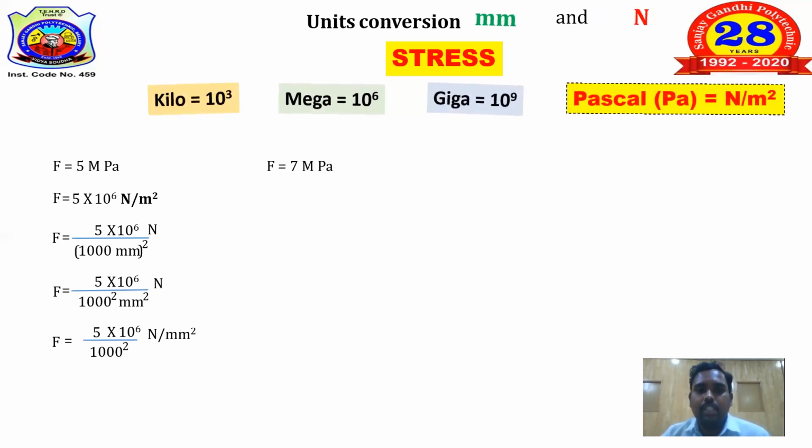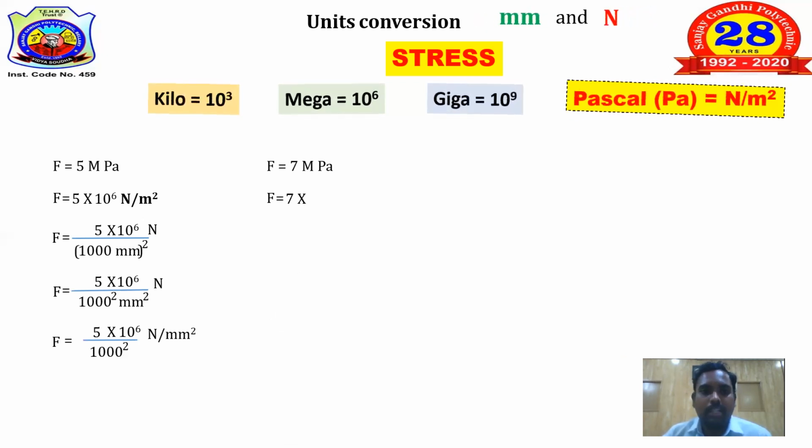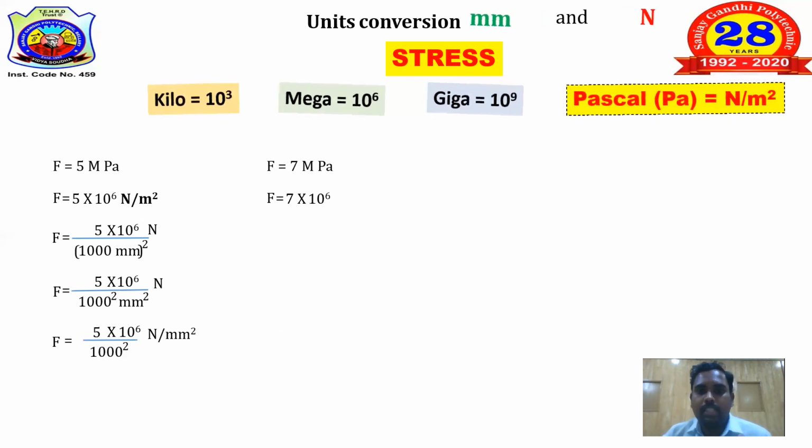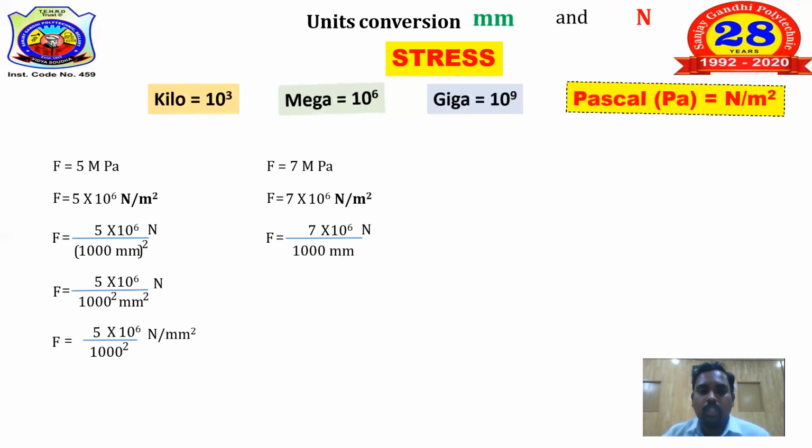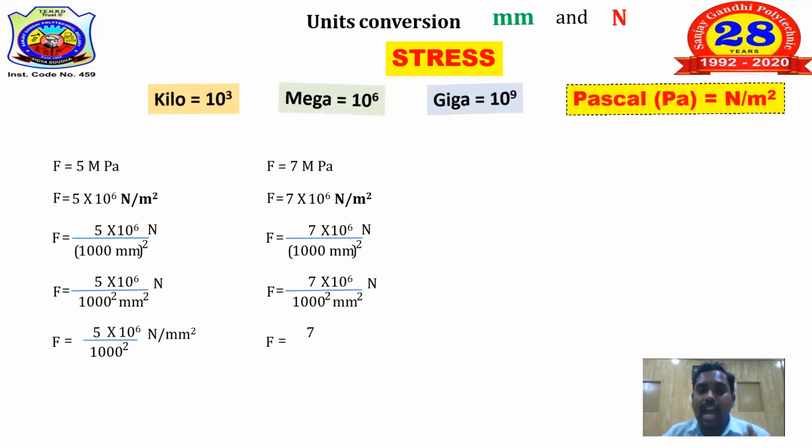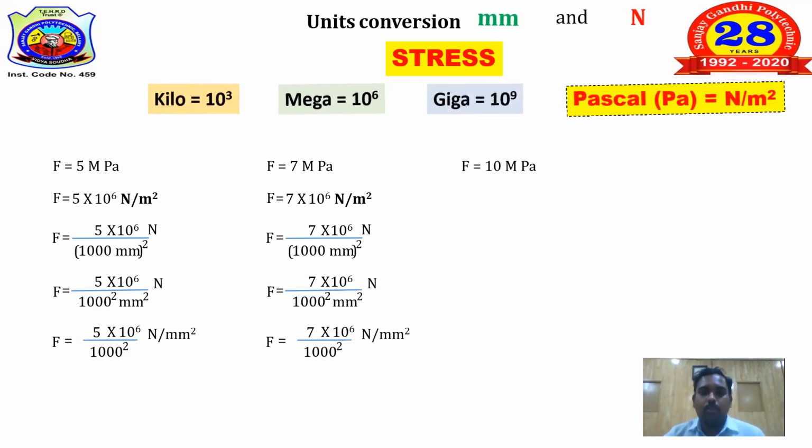The next part, F is equal to 7 megapascal. So F as it is, equal as it is, 7. In between 7 and mega, there is nothing, so I'll put a multiplication symbol. In place of mega, I'll write 10 power 6. In place of Pascal, I'll put Newton per meter square. So then F is equal to 7 into 10 power 6 Newton as it is, divided by, in place of meter, I'll put 1000 mm and then square. Again, I'll remove the brackets. Then the simplified part becomes like this. Then finally, I'll separate Newton per mm square from the simplified part. This is the answer.